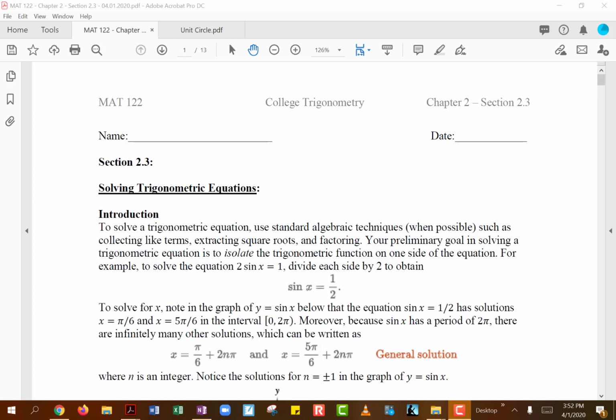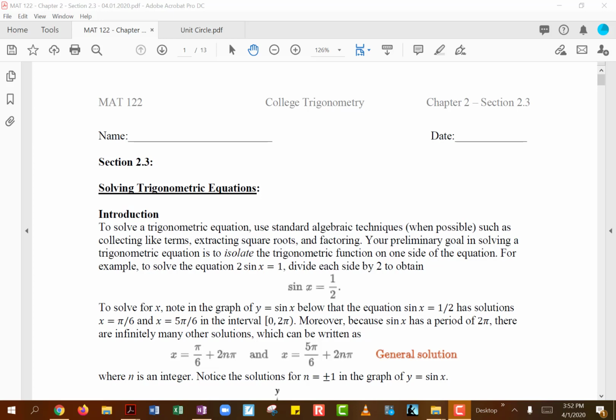Hey everyone. So today we are looking at section 2.3, and you can think of this as a continuation from last time. Last time we were verifying trigonometric identities, and this time we are looking at how to solve trigonometric equations. So again, some of those identities that we have looked at will come into play here.